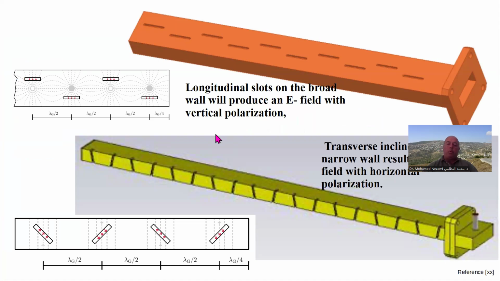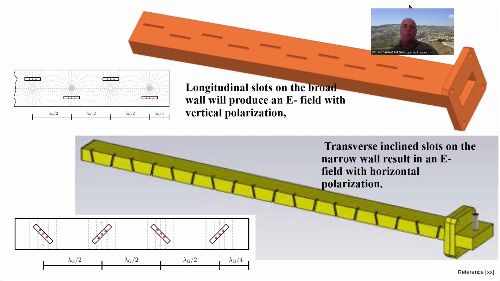So let's now look at this. Depending on where you put the slots, either in the broad wall or the side wall of a waveguide for TE10 mode, you end up with longitudinal slots on the broad wall like this, which will produce an E field with vertical polarization, okay? The other one here will actually produce an E field with horizontal polarization, okay? And of course, the placement of these slots alternates, because the current here is going up, the current here is going down, it's 180 degrees, so you do this so that you combine the signals synchronously. And the same thing is done in here as well.